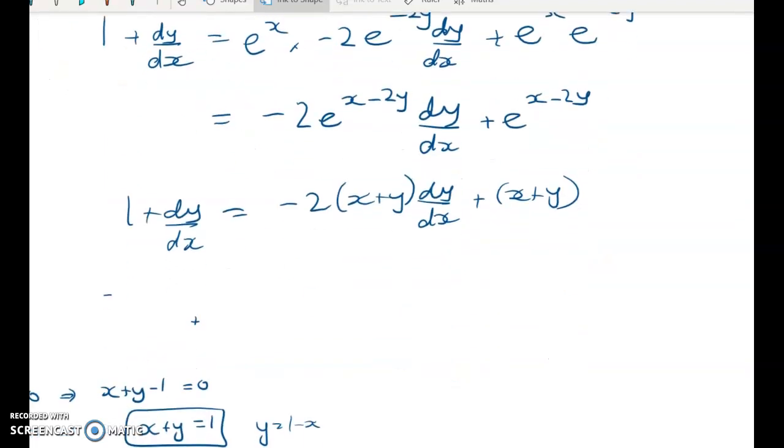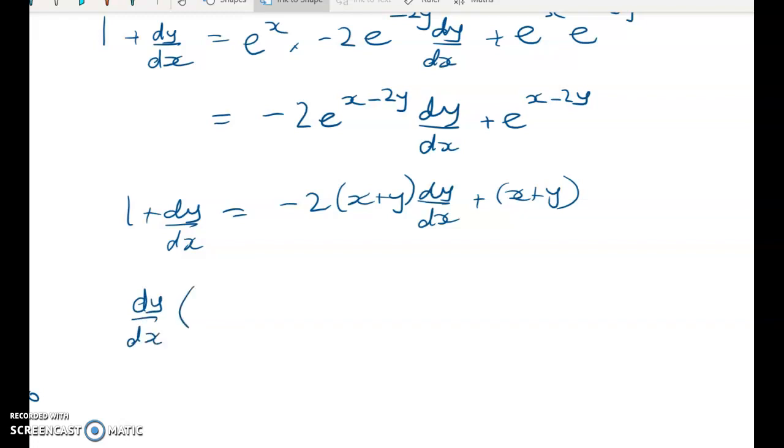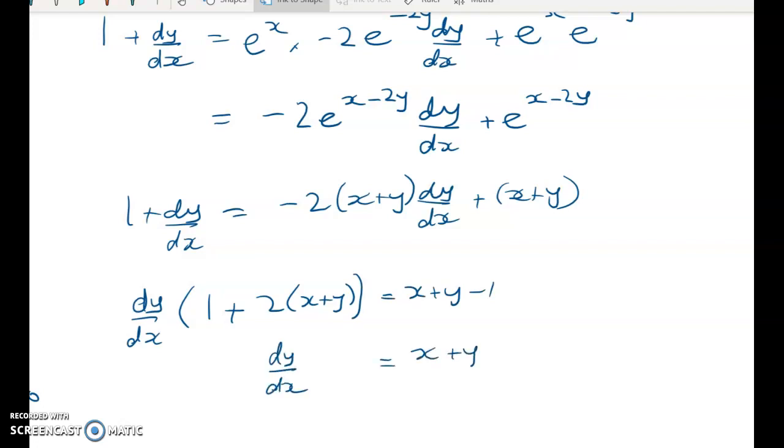So let's just collect up the dy by dx stuff and then divide through. So dy by dx times 1 plus 2 times x plus y is equal to x plus y minus 1. And the result we're after follows easily from there. So we get x plus y minus 1 over 1 plus 2 times x plus y.